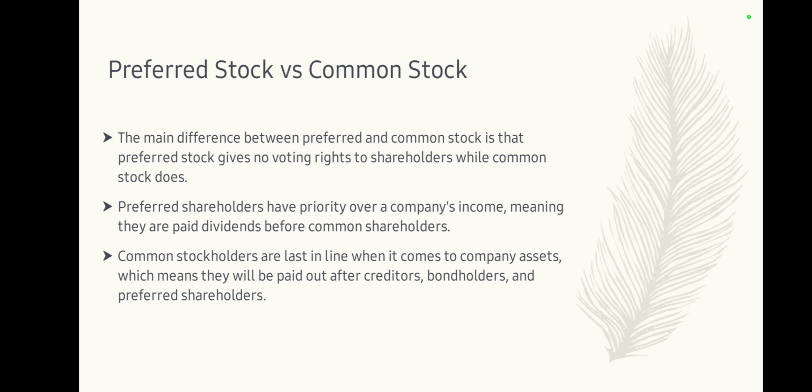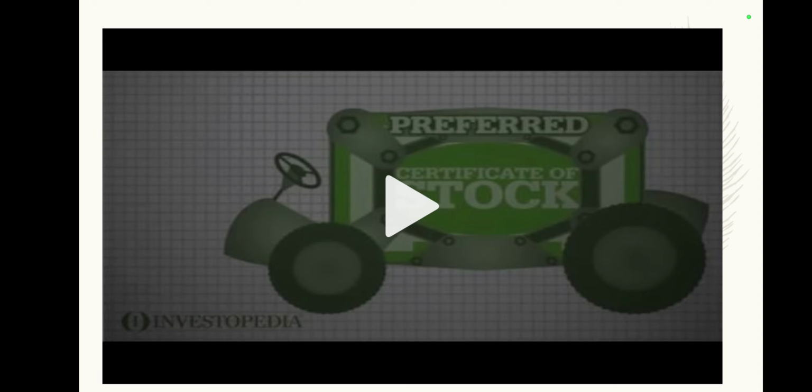And we will be discussing preferred versus common stock. The main difference between preferred and common stock is that preferred stock gives no voting rights to shareholders while common stock does. Preferred shareholders have priority over a company's income, meaning they are paid dividends before common shareholders. And common stockholders are last in line when it comes to company assets, which means they will be paid out after creditors, bondholders, and preferred shareholders.